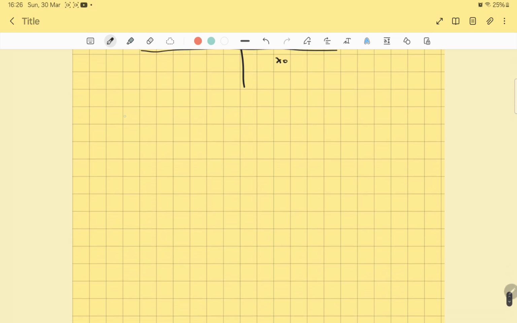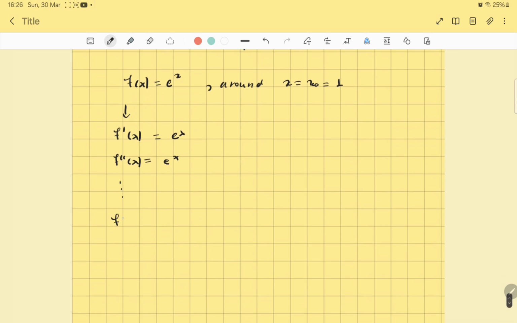Now let's see how to calculate. Let's calculate the Taylor expansion of the exponential around x naught equals 1. So I have to calculate the derivatives. That's the simplest function. The exponential, when I differentiate it, I get the exponential back, and the nth derivative is e to the power of x. Now I evaluate the function and the derivatives at x naught.